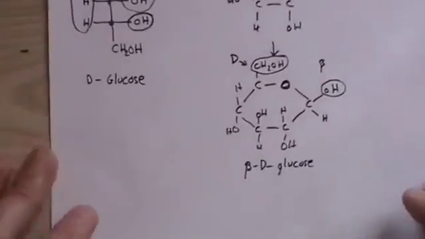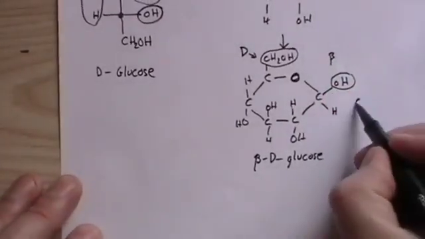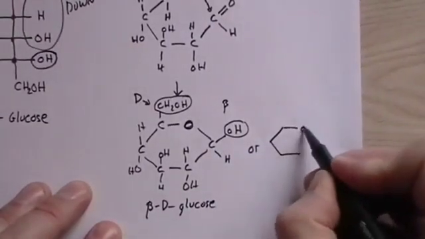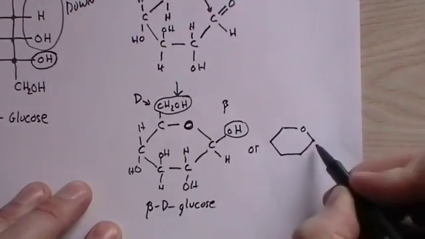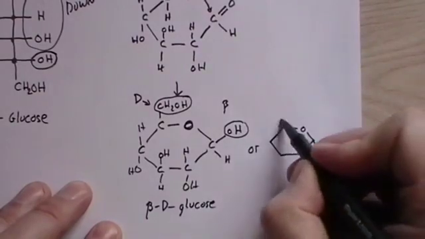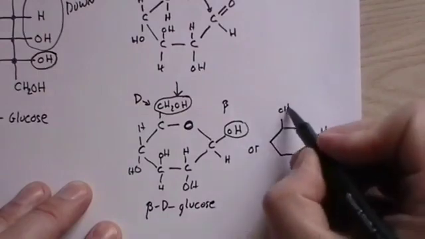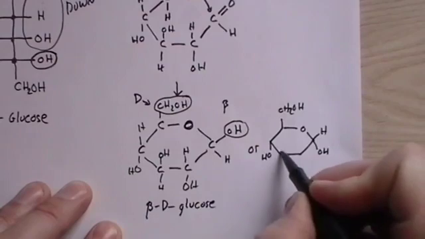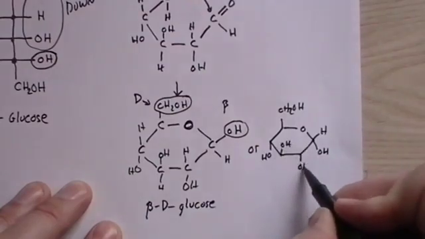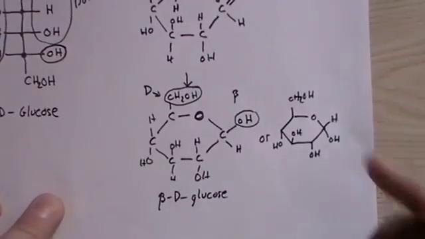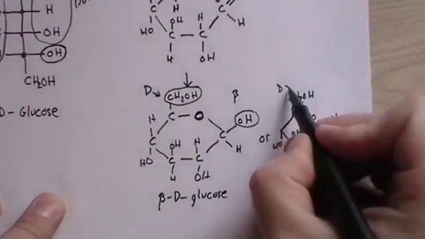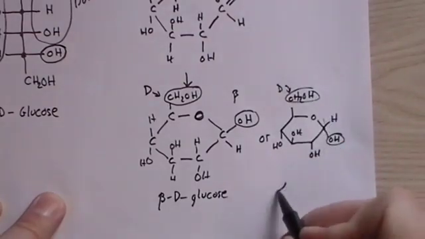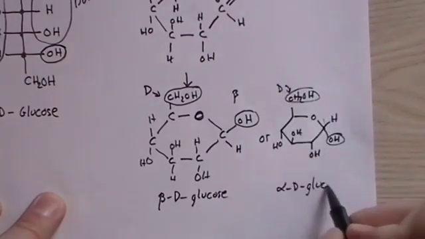Now I'm going to use a line angle structure. If I draw it smaller with the line angle, the OH could have gone down. I'll put the hydrogen here. And this is how you draw it without the hydrogens, just knowing that on the other side of that OH must be a hydrogen. Now this is still D because the CH2OH is above the ring, but the OH group is across from it. And so that would be alpha D-glucose.